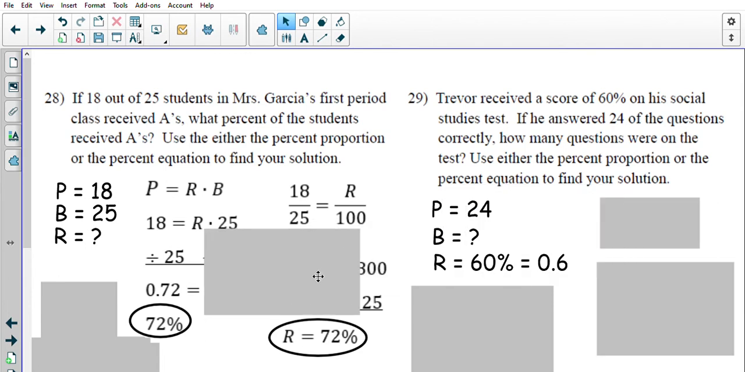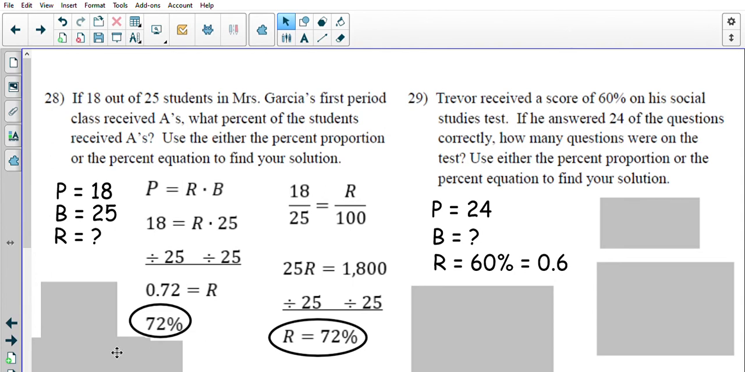So let's identify our part, base, and percent. So he answered 24 of the questions correctly. So a lot of times students think, well, that has to be the base. But that's not the total number of questions on the test, which is what we're trying to find. So the base is actually our unknown here, since we don't know how many total questions were on the test. That means 24 has to be the part that he answered correctly out of the total. And then R is 60% or 0.6. So we want to be really careful here with identifying our part, base, and then our percent.